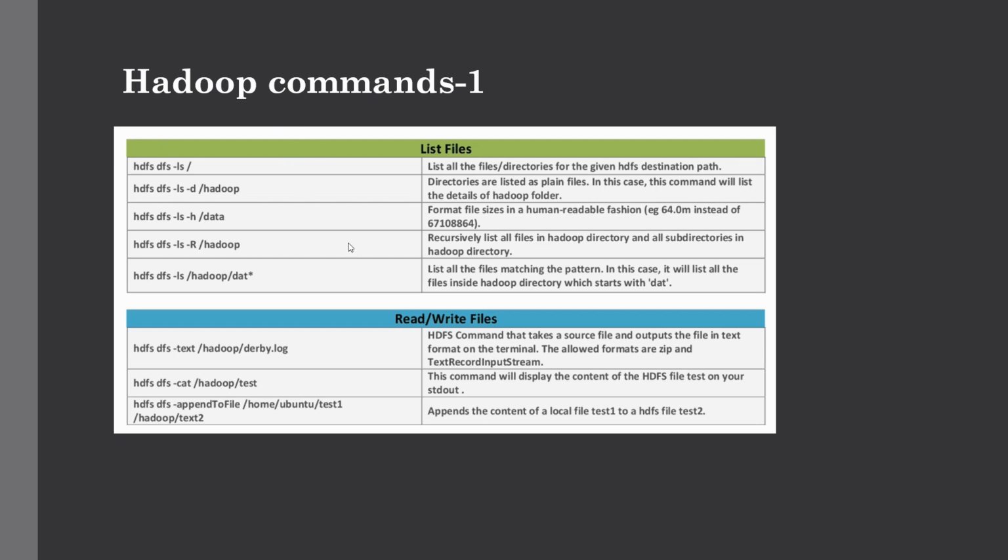The next one is reading and writing the files. The first one is the text command. It will take any file. Here in this example, derby.log is the file, and it will output it in text format on the terminal. The next one is the cat command. I hope you already know the cat command will display all the content in your file stored in HDFS. So hdfs dfs -cat, and you should give the path where that file resides.